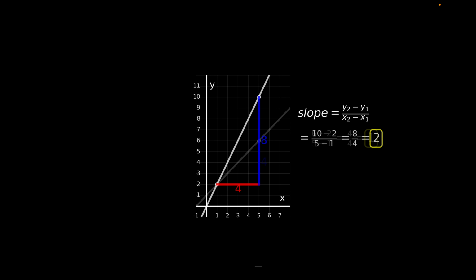Now consider the next line. This one is less steep, so we expect a smaller slope. The change in y is 4 and the change in x is 4. Since 4 divided by 4 equals 1, the slope of this line is 1.